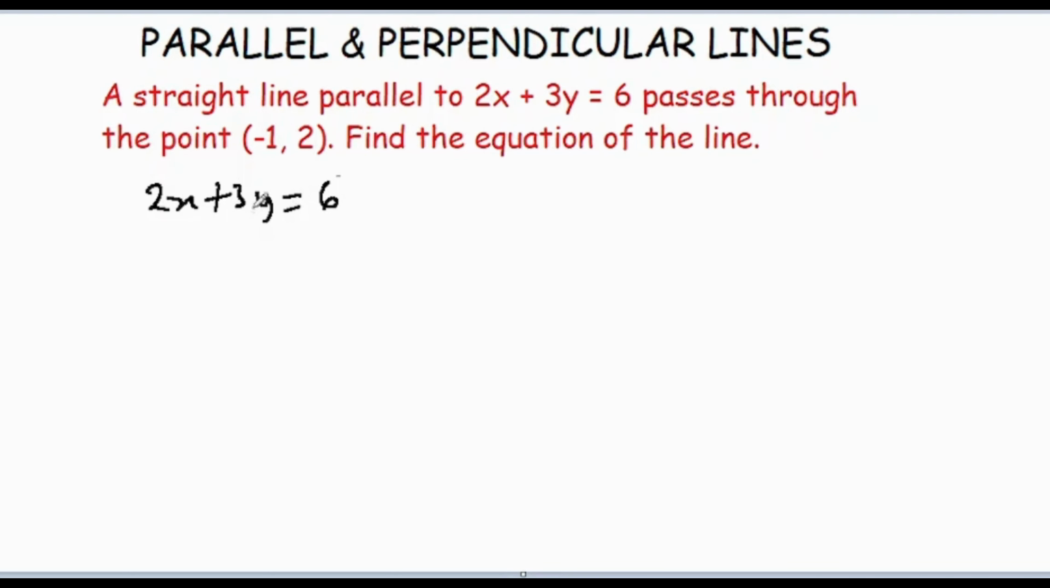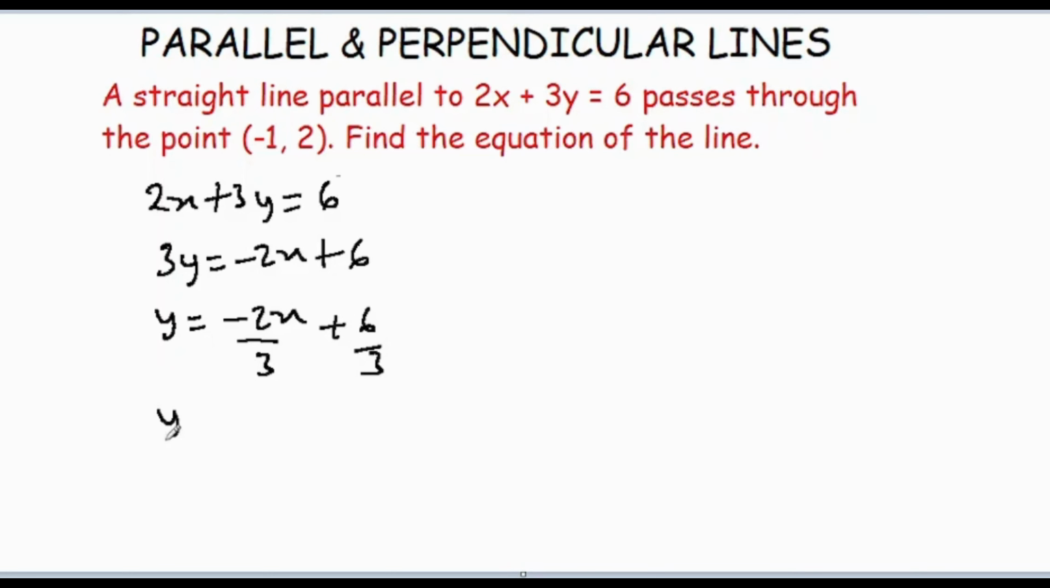So we want to find a line that is parallel to 2x plus 3y equals 6. It's in standard form, so let's convert it to slope-intercept form so that we can easily get our slope. We subtract 2x from both sides of the equation, and that gives us 3y equals negative 2x plus 6. Alright, so let's divide through by 3, and that gives us y equals negative 2x divided by 3 plus 6 divided by 3.